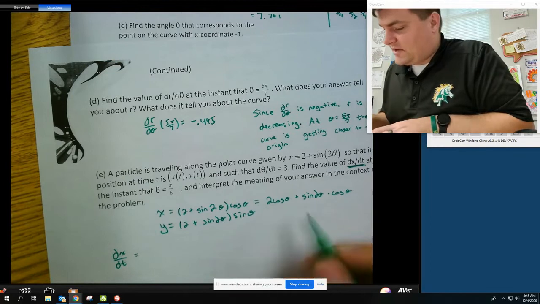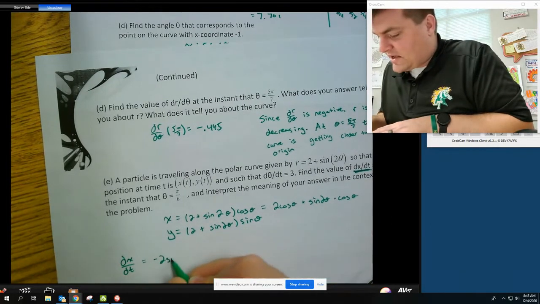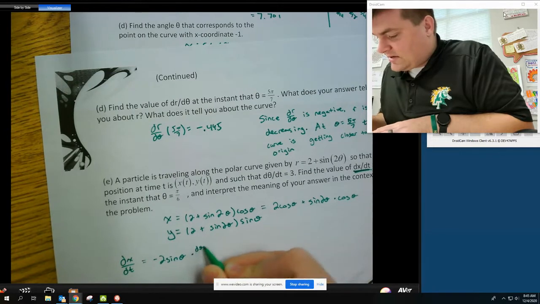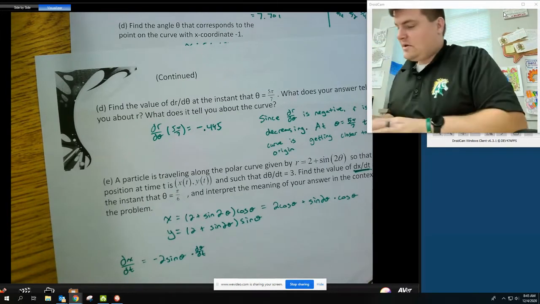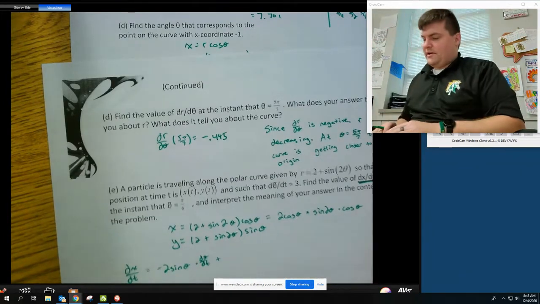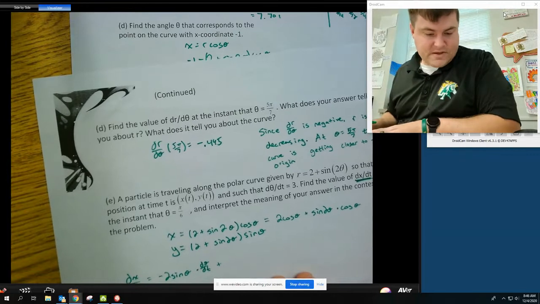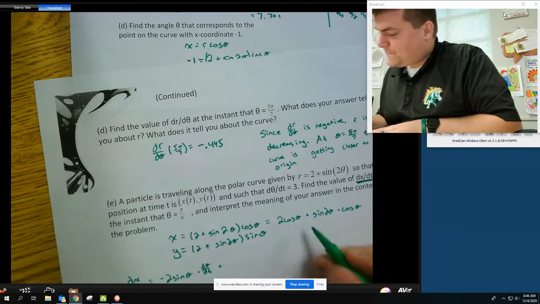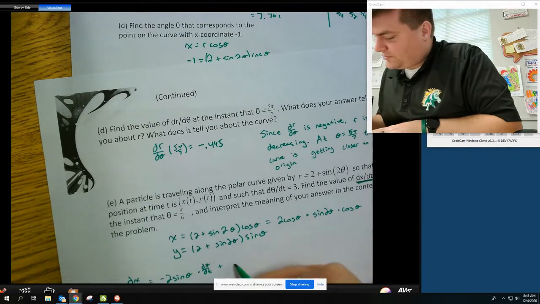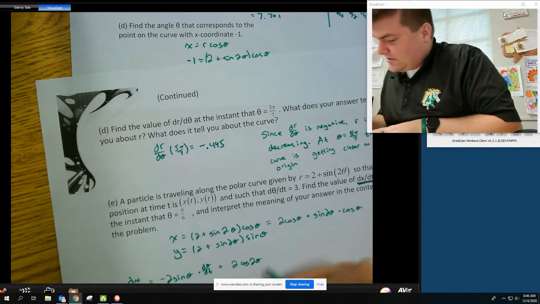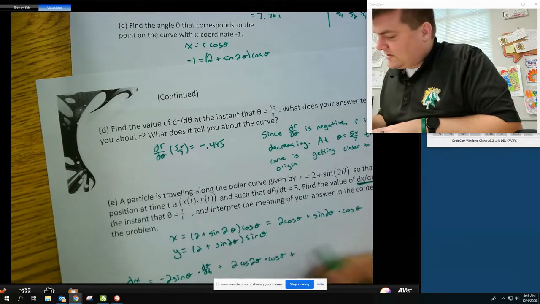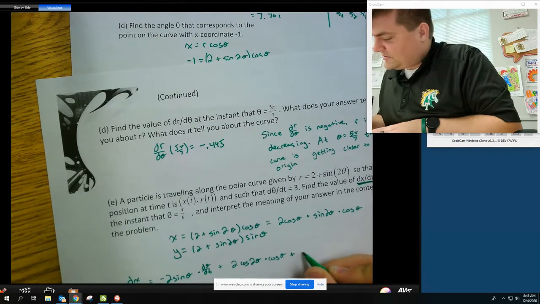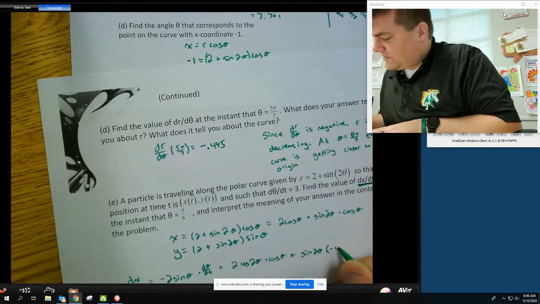So I'm going to get 2 cosine theta, which is going to turn into negative 2 sine theta d theta dt, plus, and this is going to be a little bit of product rule here. So I'm going to go ahead and do the first one first. So 2 cosine 2 theta times cosine theta plus the second, now it's going to turn into a negative. So sine 2 theta times negative cosine theta.